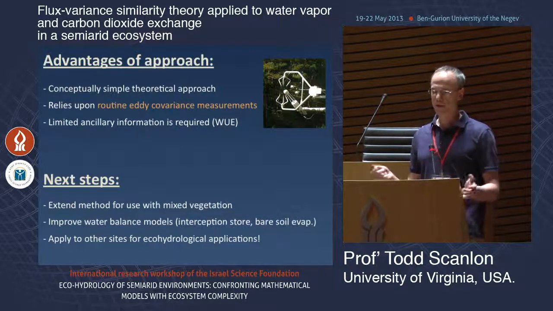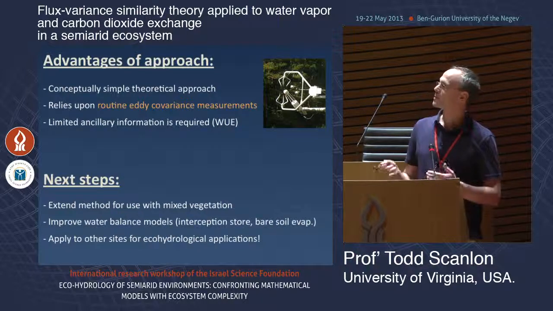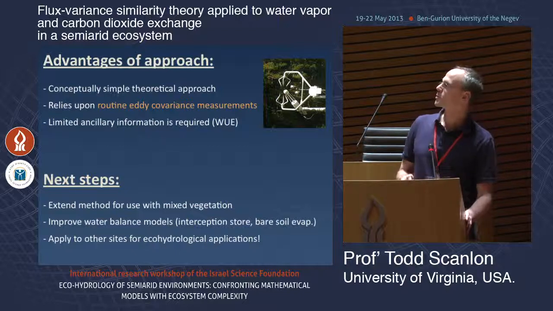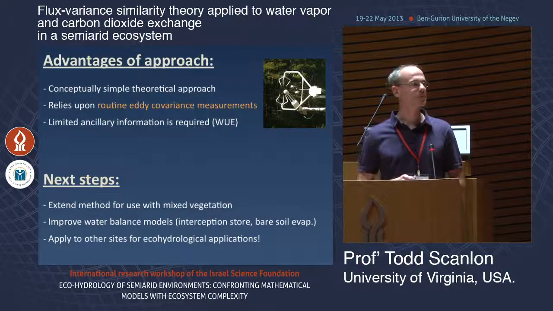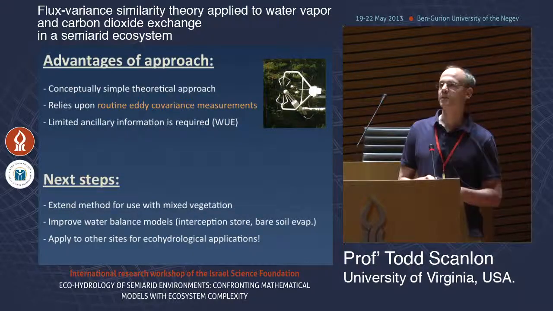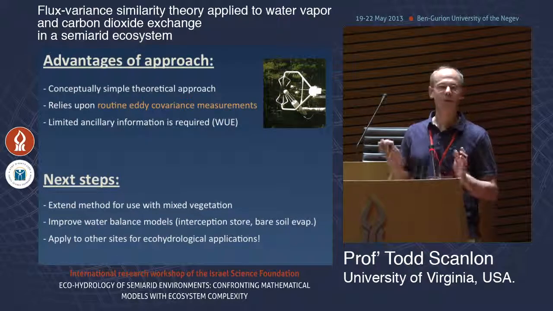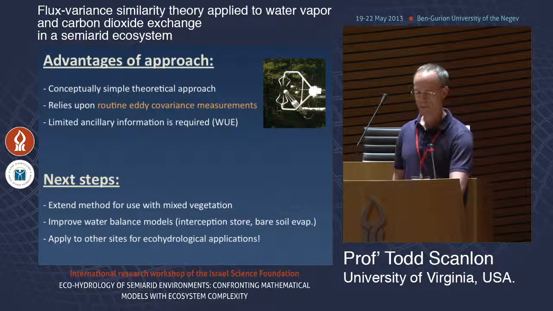Next steps: extend the method for use with mixed vegetation, improve the water balance models, which are notorious for not doing a very good job with bare soil evaporation and how they handle interception store. And then apply it to other sites for eco-hydrological applications. So if anyone is interested in applying this to their eddy covariance data, please let me know. I have the code available. I'd be happy to share with people.